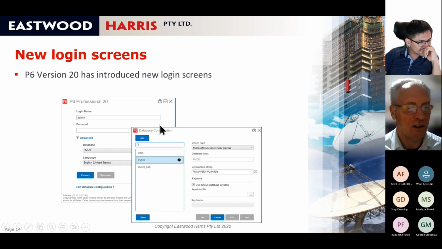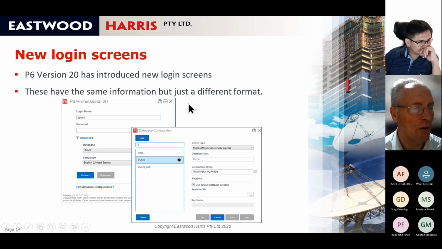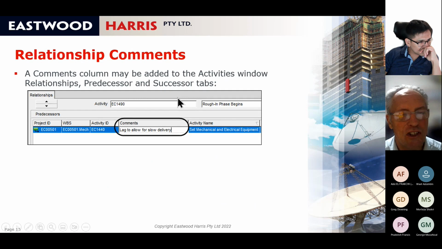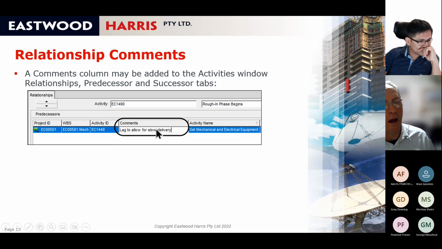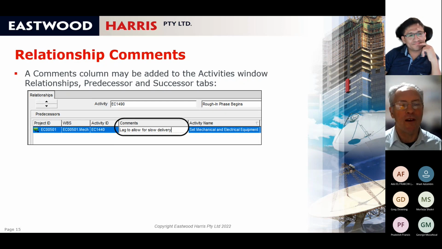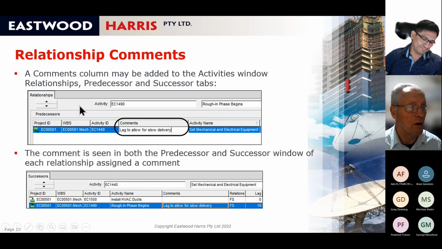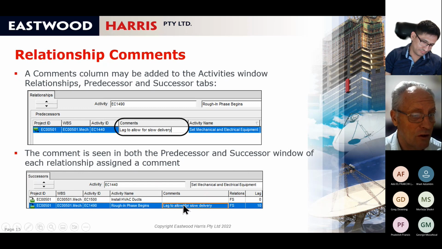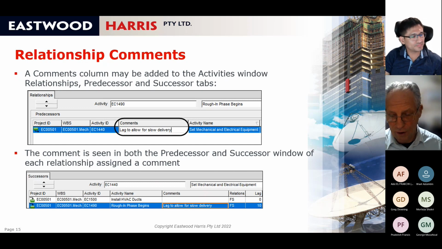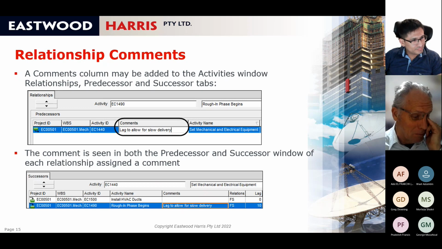So first of all, there's a new login screen. It's the same data, it's just a new one. It's not of great importance. Relationship comments. This is really valuable. So now you can put a comment on a relationship. When you add a relationship, you can say why you've added it, or if you change the lead or lag, you can say why you've done that. So that's really useful. You see it in the relationships, you can see it in the predecessor, you see it in the successor. Whereas before you would have to put a comment in the predecessor or successor about why the relationship has been changed. So that's really useful.